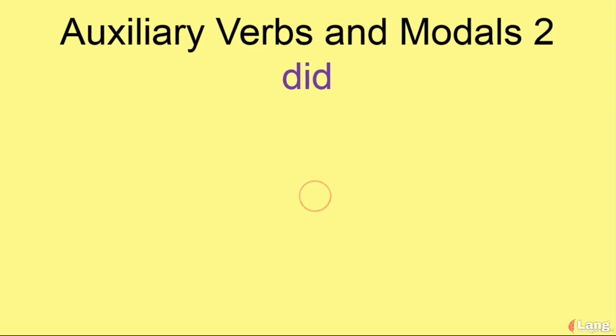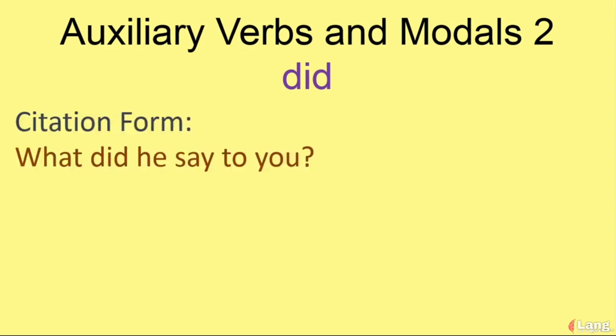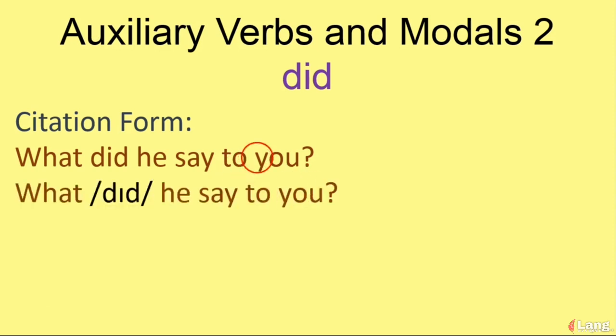Let's look at the word did. This is often reduced when we're speaking. We have this sentence in citation form. What did he say to you? Repeat. What did he say to you?